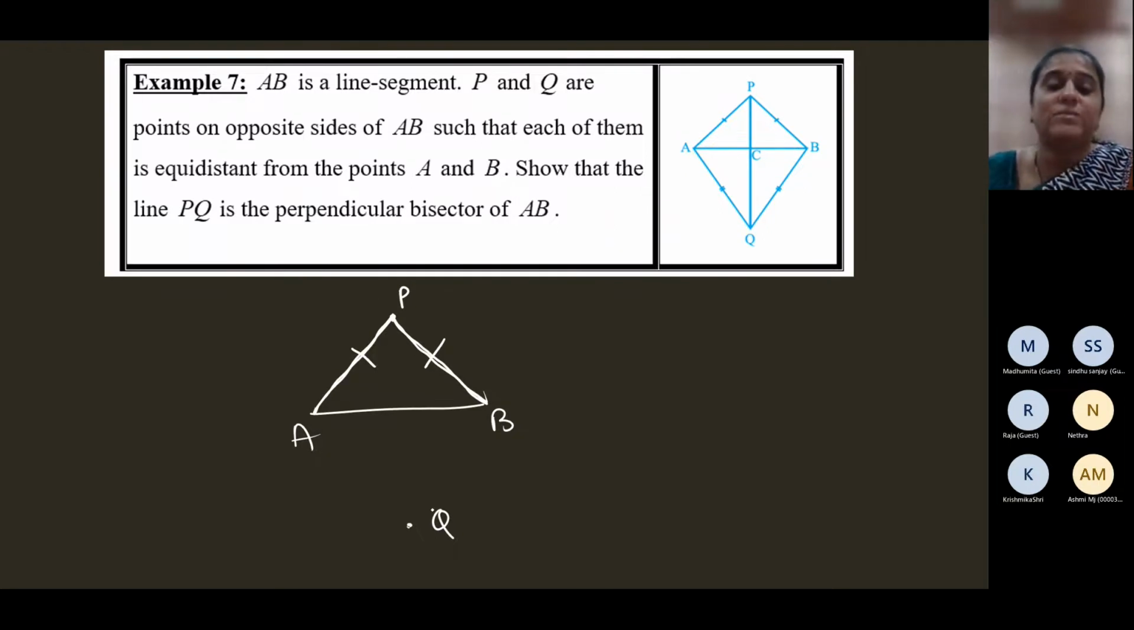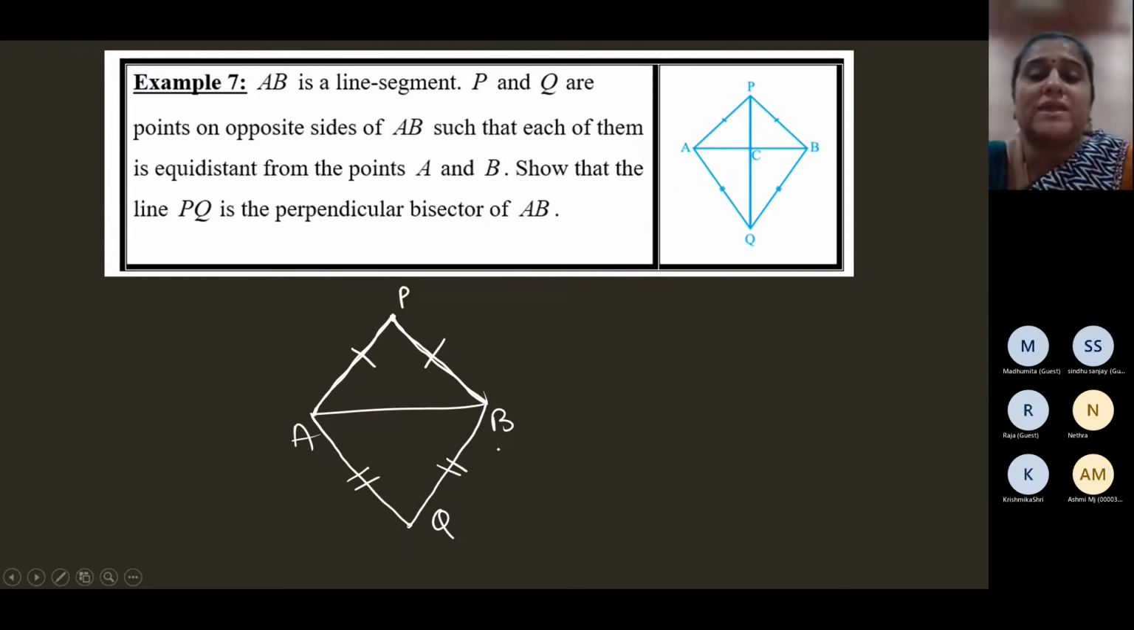Q is equidistant from A and B. That is, if you walk from Q to A and walk from Q to B, the distance is the same. The distance QA is equal to the distance QB. That means Q is equidistant from A and B.